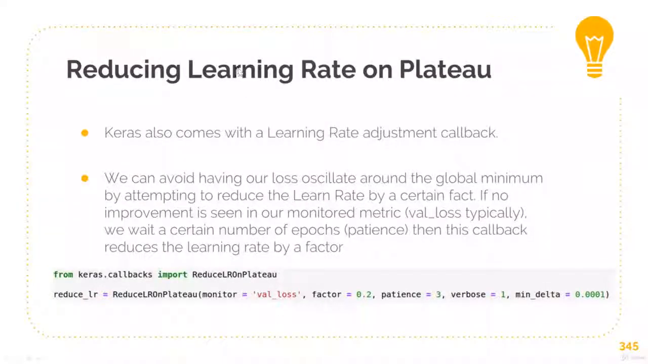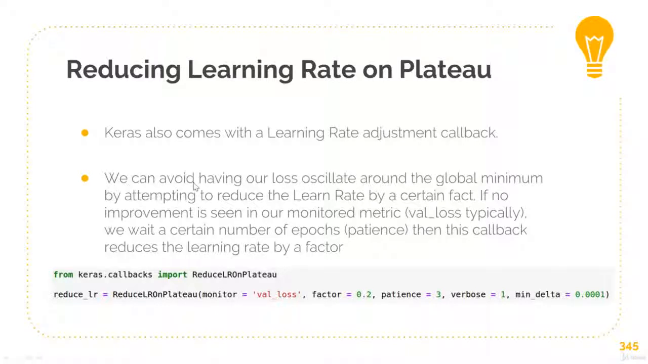So what about this one here? Reducing learning rate on plateau. Now remember I told you we have a number of optimizers that do learning rate adjustments on the fly, using things like momentum and decay and some advanced algorithms like Adam. But Keras also has something that can force us to change the learning rate that has been set in those optimizers. When we're on a plateau, we can avoid oscillating. Let's explain this quickly. We can avoid having our loss oscillate around a global minimum by reducing the learning rate.